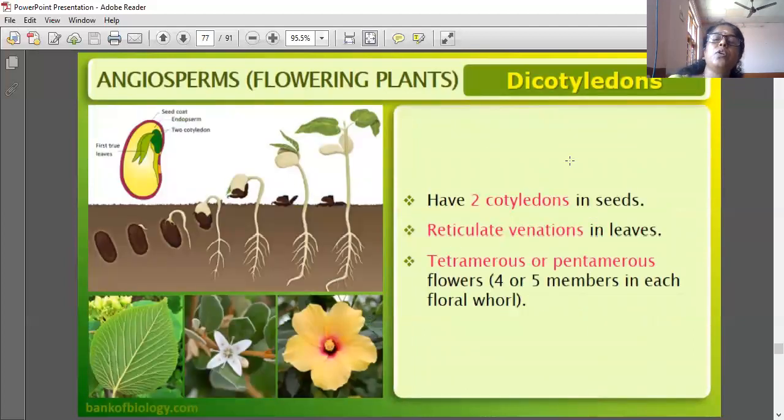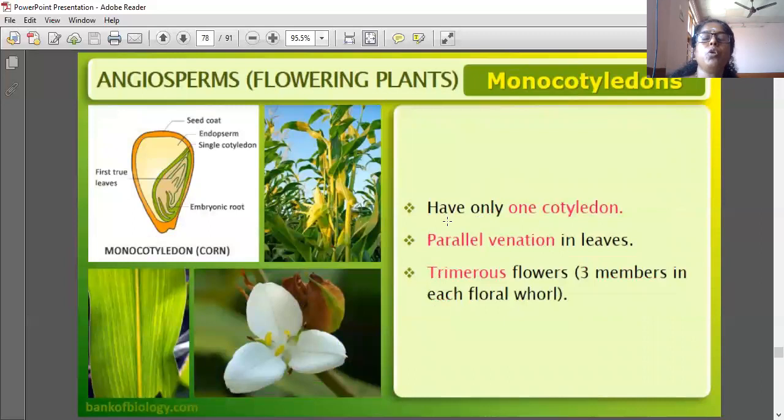These three are the characteristics of dicotyledons: two cotyledons in seeds, reticulate venation, tetramerous or pentamerous flowers. And the next one, monocotyledons, have only one cotyledon, parallel venation in leaves, and trimerous flowers, three members in each flower.